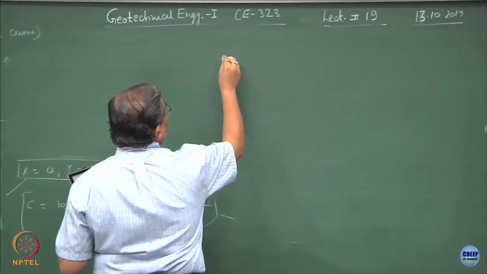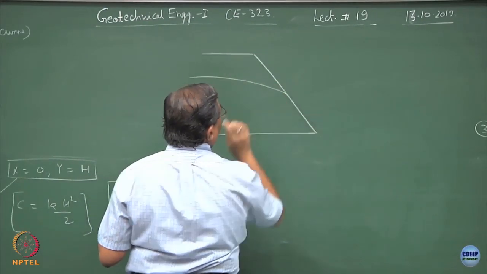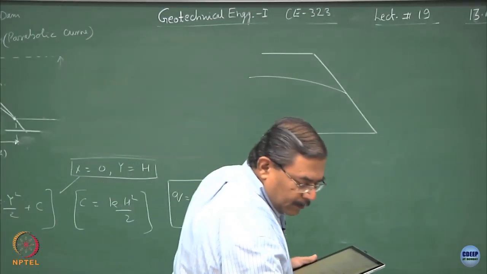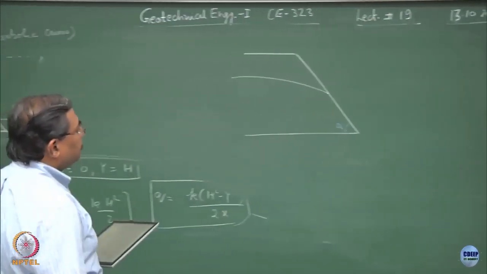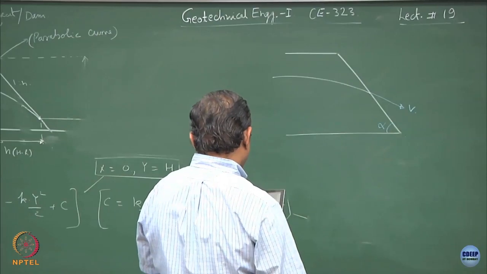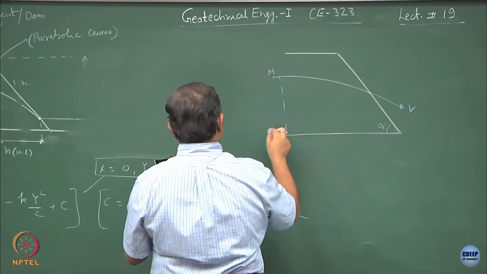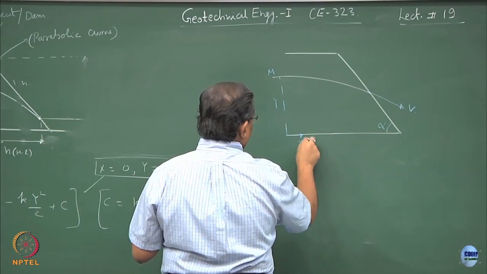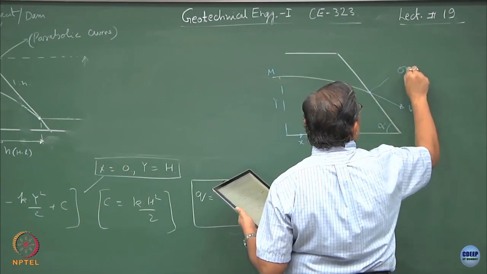See, another point here is the outcrop point. So, if I consider a typical case downstream where the top flow line comes and cuts the embankment, and if this is the alpha value, this is the velocity of the water. At this point M, if I consider this as y and this as x, point O is the outcrop point.